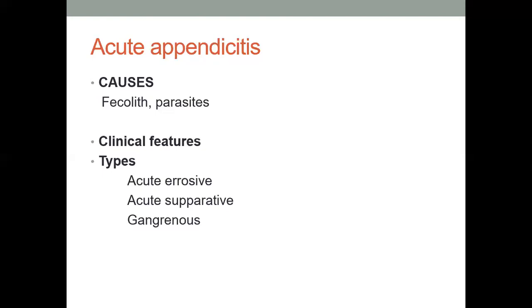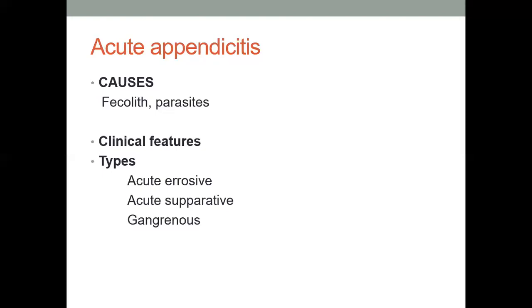So, causes of acute appendicitis: often, in 70% of cases, they are caused by obstruction in the lumen. There is increased intraluminal pressure, and then appendicular obstruction. Sometimes it is caused by a stone of feces, that is fecolith, and parasites, especially Enterobius vermicularis.